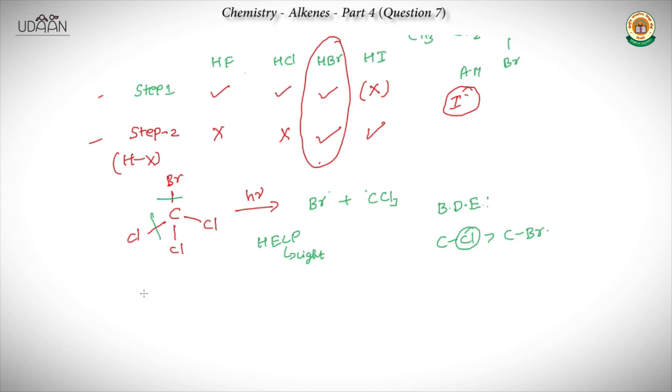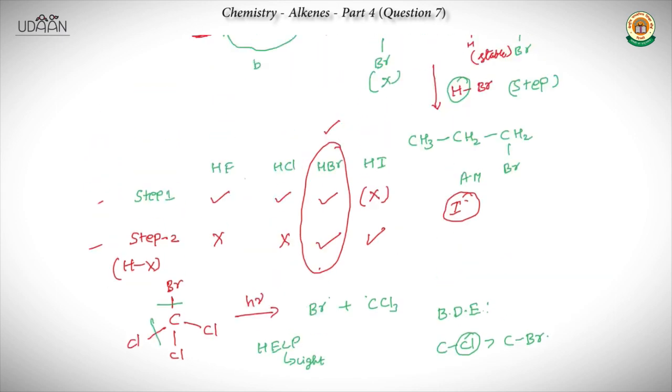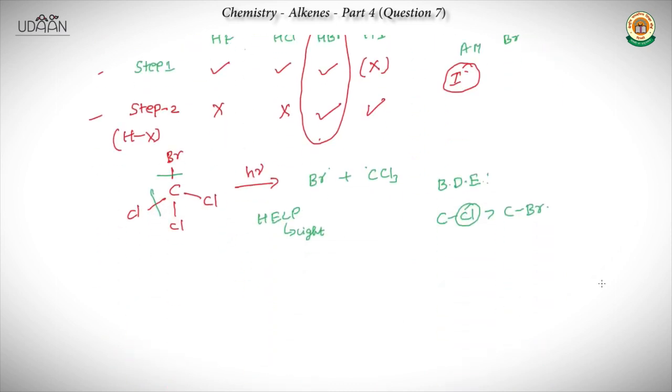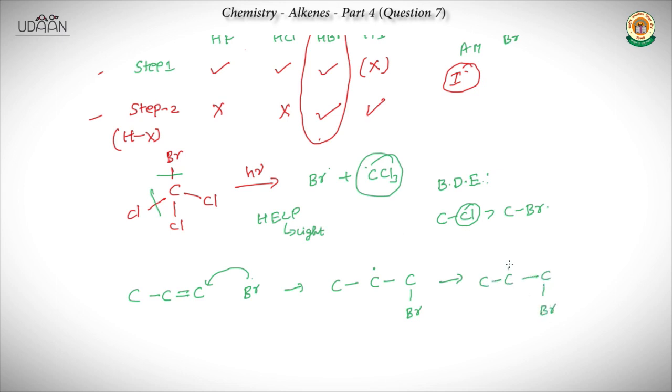Yeah, you are given the question, you are given the alkene, this one, C=C. Now, the first step is feasible in the case of Br, as I already told you. It will give you C, C, C, Br and a radical here. Now, second one, you have CCl3. So you get C, C, C, Br, CCl3. Now, this has got to be your final product.